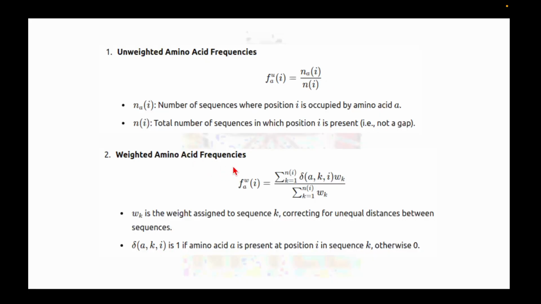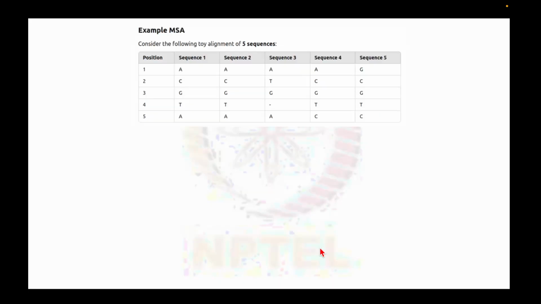Then we have weighted amino acid frequencies, where the weight value is given for each sequence, and we have a binary delta value which is either 0 or 1. This delta is 1 if amino acid A is present at position I in sequence K. I have taken an example multiple sequence alignment of 5 sequences.